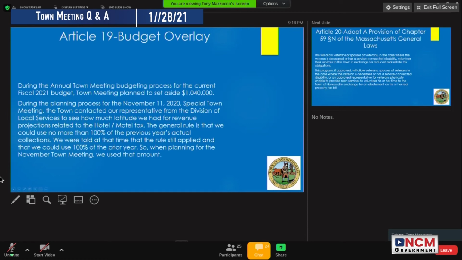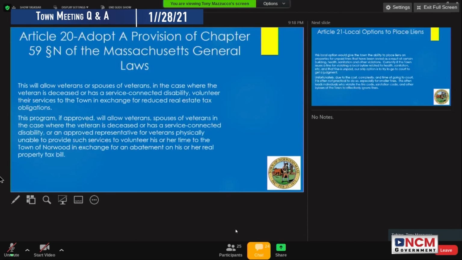All right, keep plugging along here. Article 20 would adopt a provision of Chapter 59 SN as it relates to veterans. So we currently have a senior tax work-off program, and about a year ago we adopted an option on the senior tax work-off program that lets somebody work for a senior if that senior happens to be disabled or unable to actually perform any work for the town.